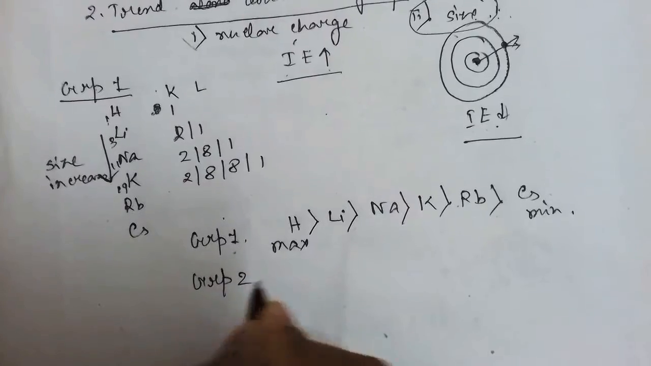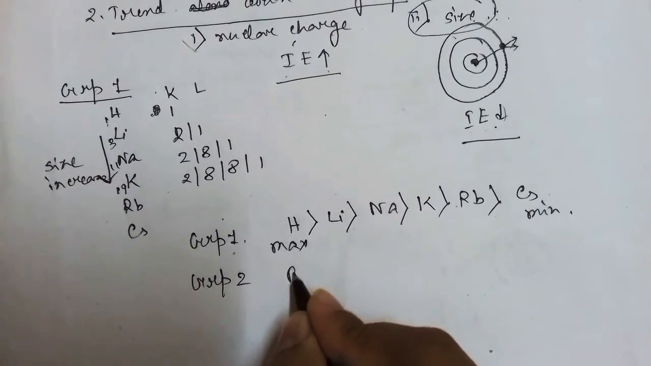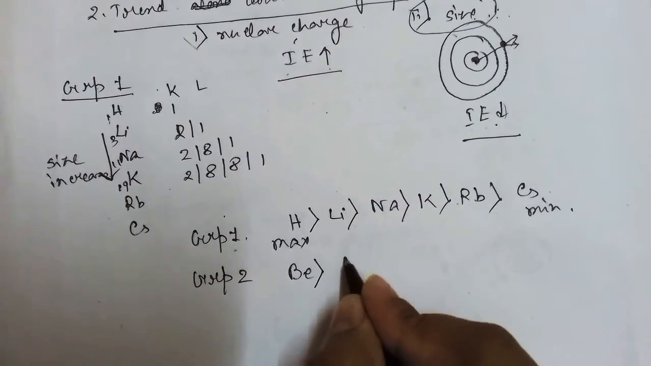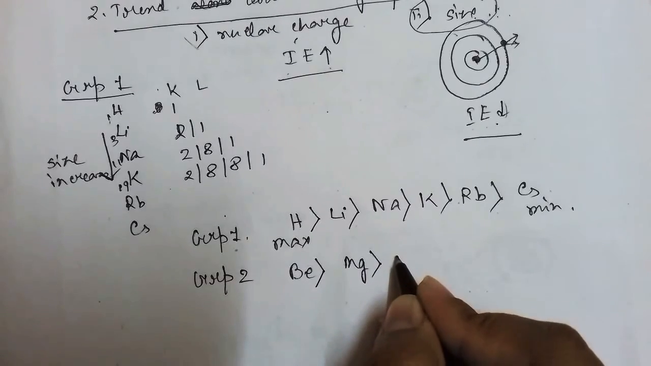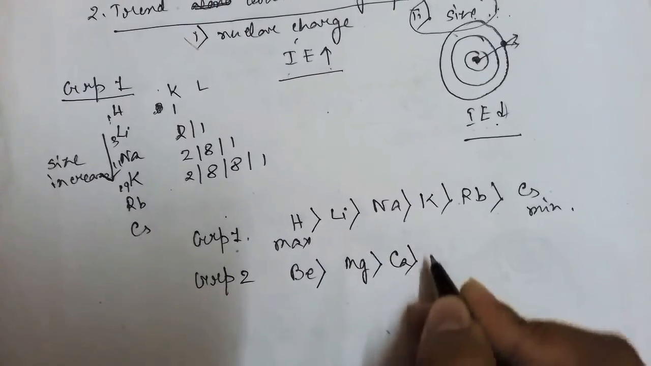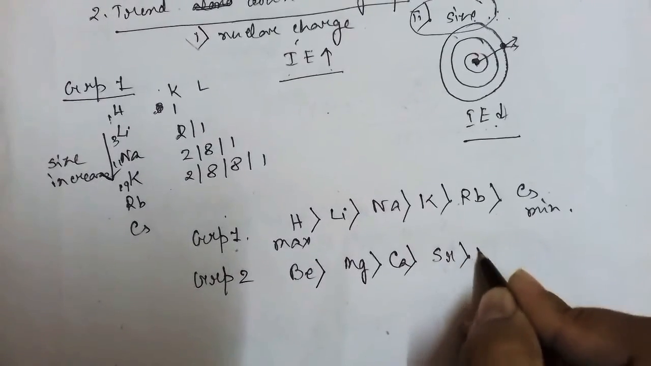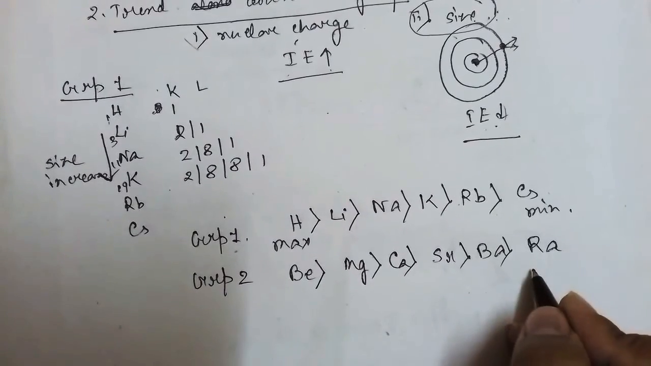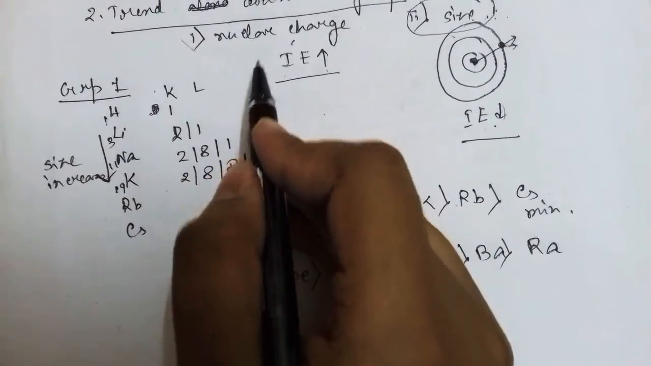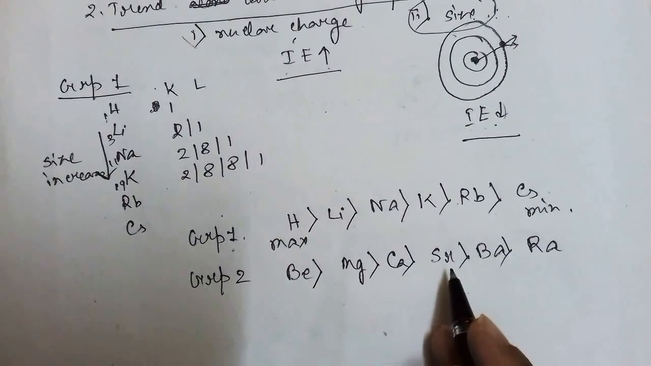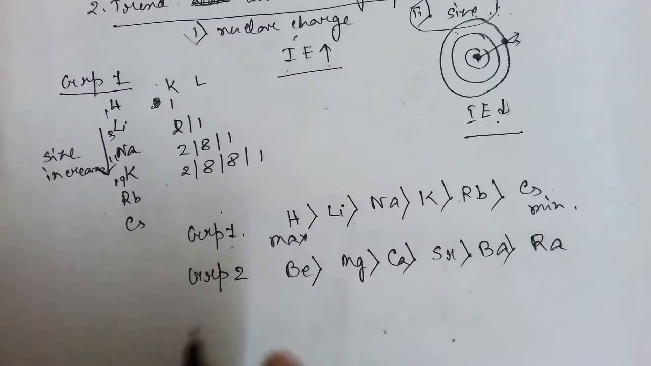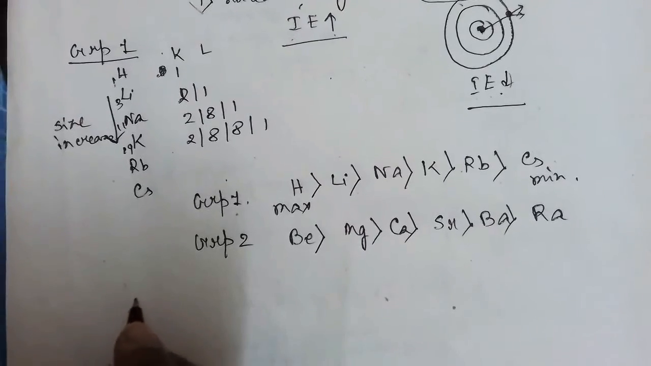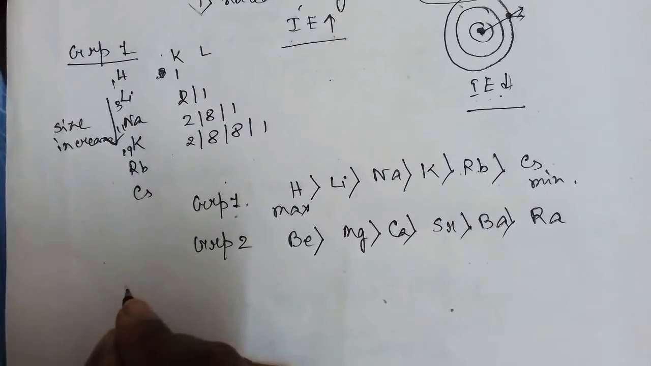And what will group 2 be? It is the same: beryllium, magnesium, calcium, then strontium, then barium, then radium. So down the group, as the size increases, the size factor predominates over the nuclear charge, and hence the ionization energy decreases.